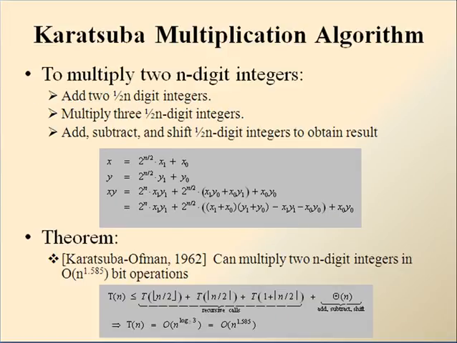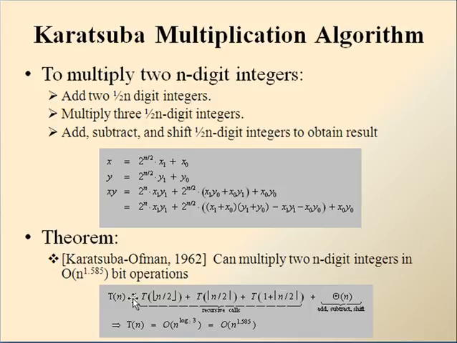Karatsuba multiplication algorithm. To multiply two n-digit integers, add two half n-digit integers, multiply three half n-digit integers, then add, subtract and shift half n-digit integers to obtain the result. This was the theorem that he proposed in 1962, that can multiply two n-digit integers in O of n raised to the power 1.58 bit operations.